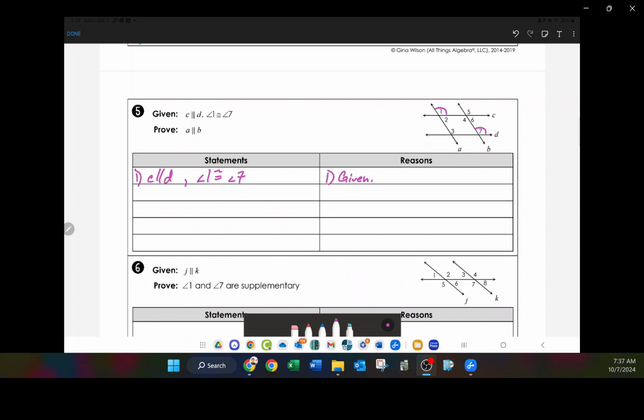Now, the only ways I have lines are parallel is if I know they're both parallel to the same line, that transitive property of parallel lines. That doesn't happen here because I need 3 lines in a row. Or I can say that some angles are congruent to each other and use a converse theorem. Okay. So, since I know that lines C and D are parallel, what angle is congruent to angle 7? Angle 5. So 2, angle 5 is congruent to angle 7, right? Because these are corresponding angles.